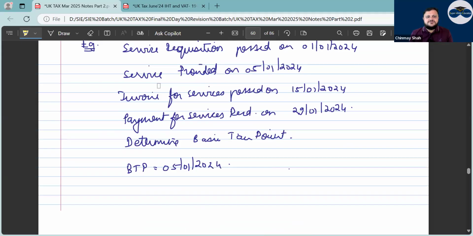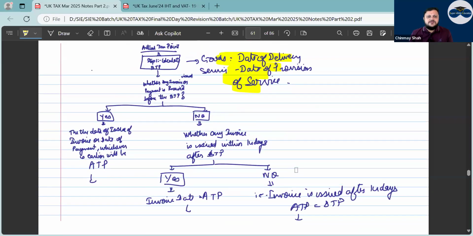Have a look. Service requisition passed on, service provided on. So your basic tax point is what? Service provided on. Then actual tax point. Have a look. Actual tax point, ATP. Now see why ATP or BTP is important. Example: the actual tax point comes out to be 5 or 6 July. You have a quarterly system, and you have a quarter from April to June. You made a sale in June, but its tax point is in July. You are saved, no? That output tax you have to pay when? In the next quarter, right?